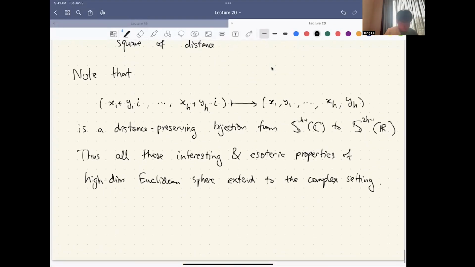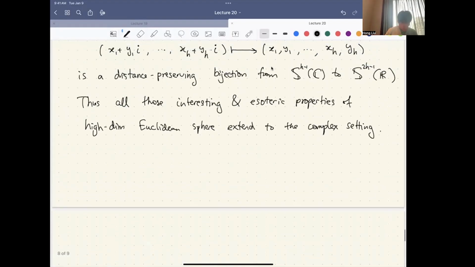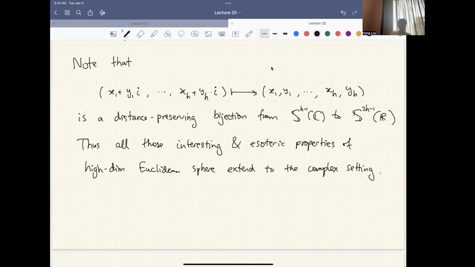Okay, right. And we again normalize the surface area, the measure of the complex sphere, normalize the Lebesgue measure to 1. That's what we will do. Any questions so far? Okay.